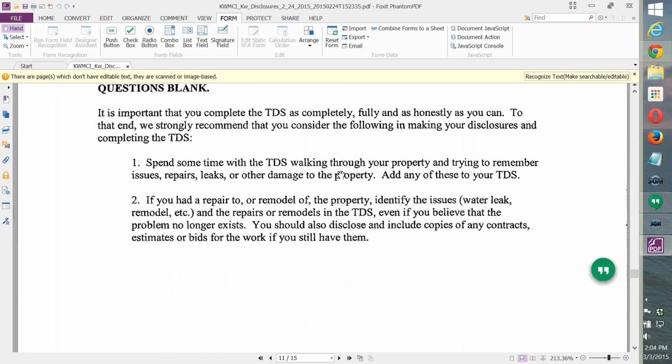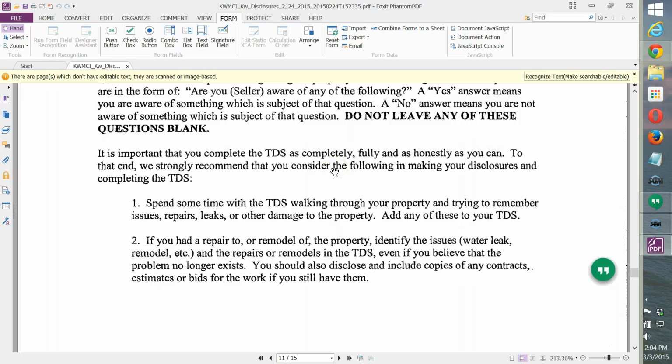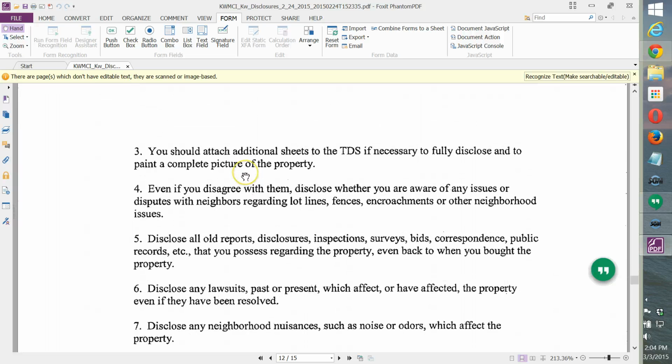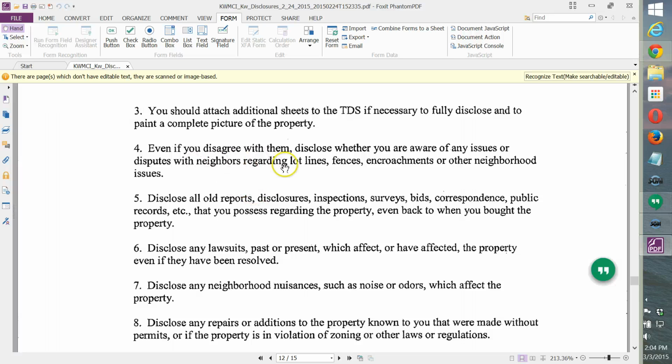One of the big problems, if a seller wants to get sued, is if they've had a fire, fixed it, and then don't disclose that they had a fire and that they did something. Because what will happen is people will be in there with the windows closed and they'll be able to smell smoke. It's very difficult to get rid of. You should attach additional sheets if necessary. By the way, I would go through this with somebody. We're going to email it to them, but even if you disagree with them, disclose whether you're aware of any issues or disputes with neighbors.